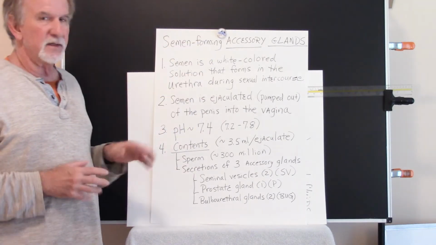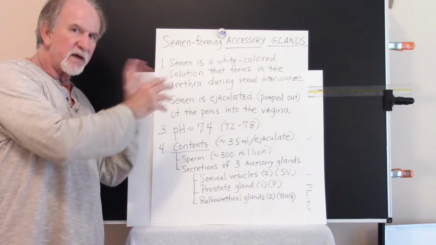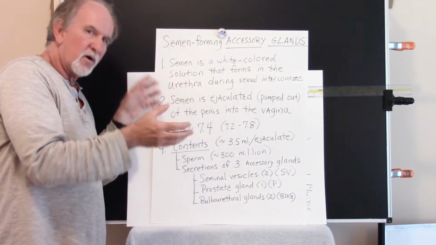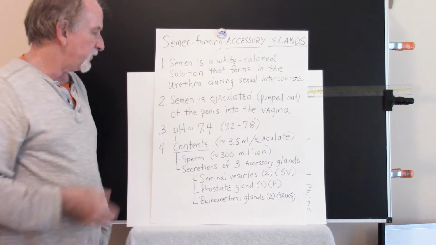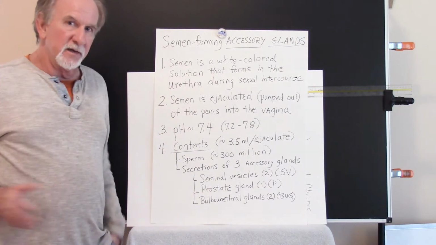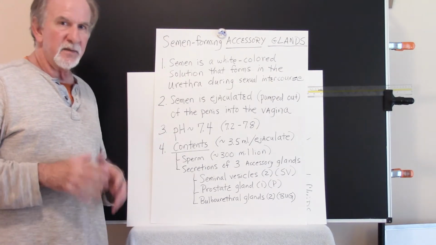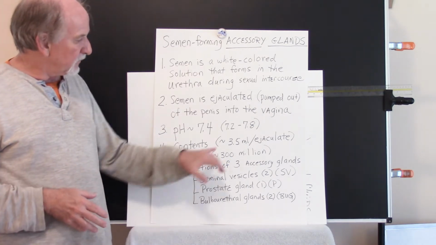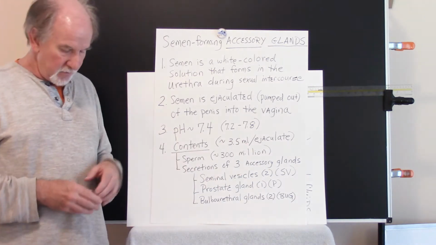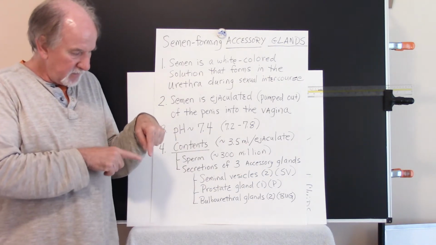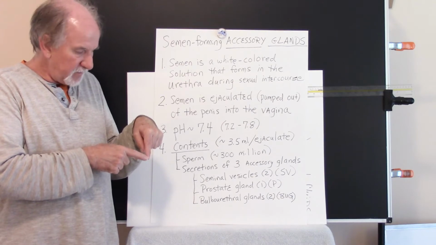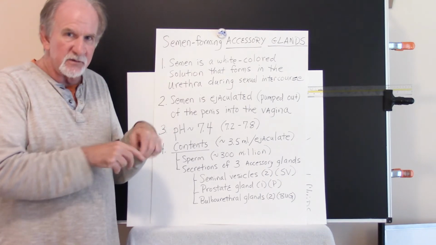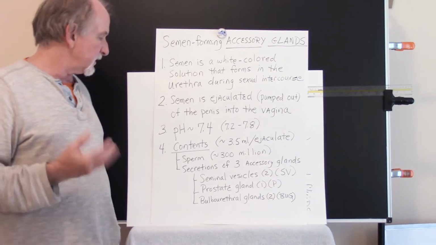The pH of semen is alkaline at around 7.4. It has a range from 7.2 to 7.8, but on average it's somewhere around 7.4. So I'm going to list the contents of semen, and a typical male ejaculate of semen into the vagina would be around 3.5 mils. So if my finger were a test tube, then you probably would be able to fill it up, I guess, around the first joint with 3 to 5 mils, just to give you a sense of the volume that I'm talking about.